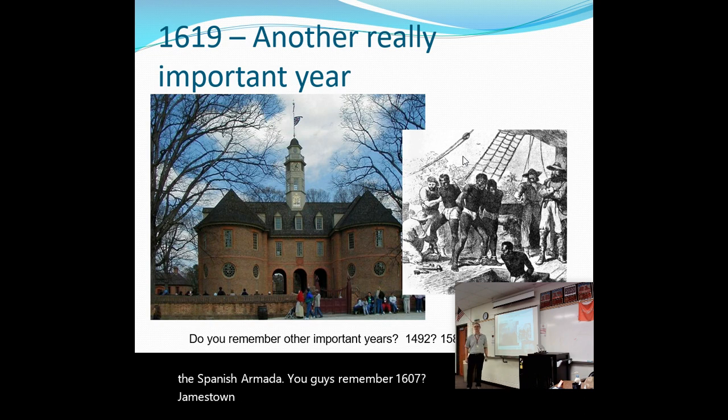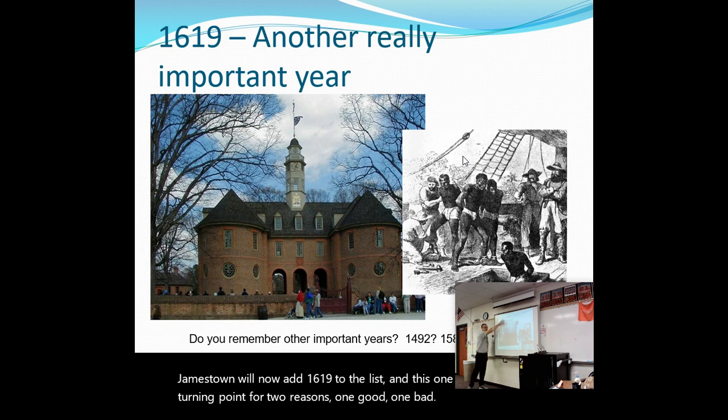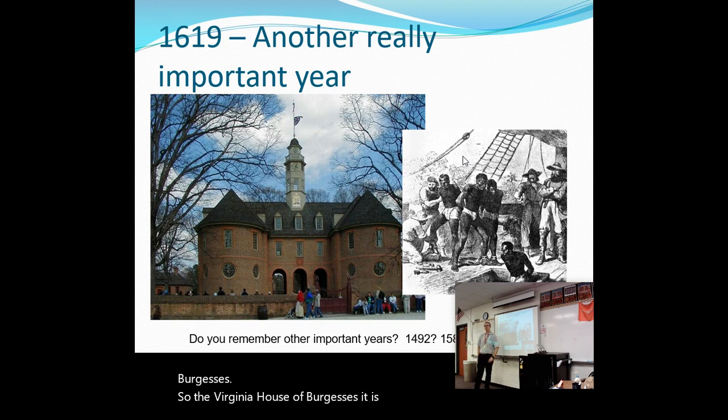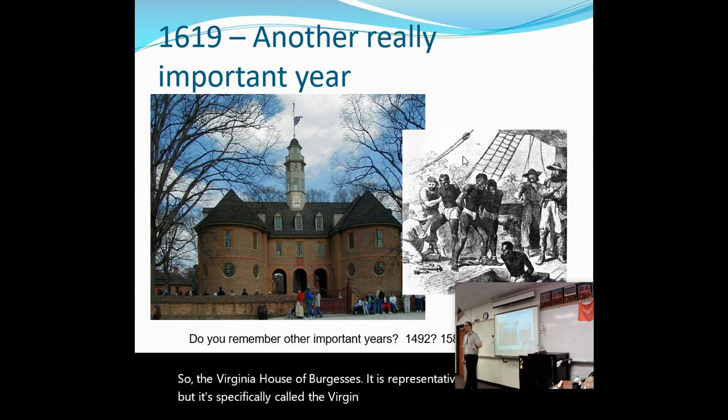Jamestown. We'll now add 1619 to the list. And this one's important. It's a turning point for 2 reasons, one good, one bad. We get the first representative government in the Americas. It's in Virginia. And again, I feel like deep in your brain, there's some prior knowledge that knows the name of this representative system. It's the Virginia House of Burgesses. So the Virginia House of Burgesses, it is representative government, but it's specifically called the Virginia House of Burgesses.